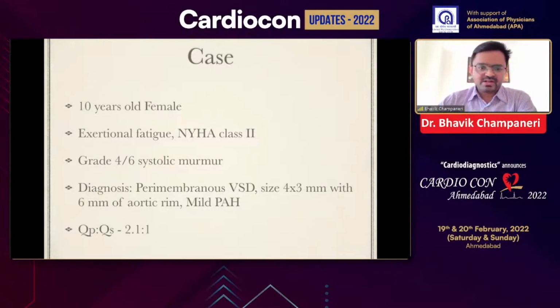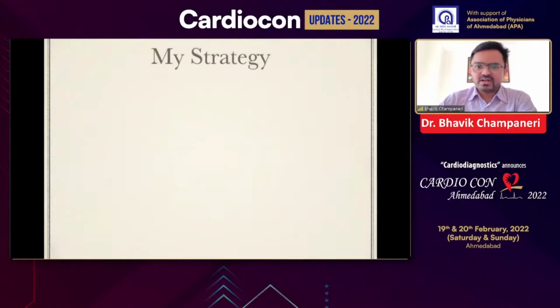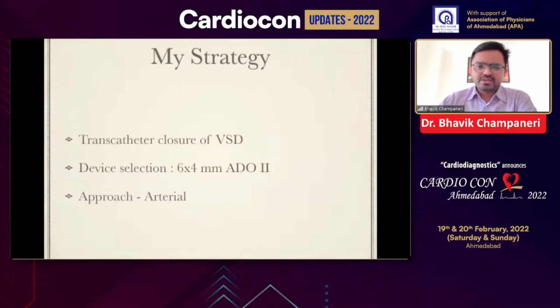But being a pediatric cardiologist, I'll always prefer transcatheter intervention because looking at the data, it looks like a straightforward case for a device closure. So my strategy would be to do transcatheter VSD device closure in this patient and my device selection would be a 6-4 ADO2, that's an Amplatz duct occluder. Second, my approach would be arterial because it's relatively easier. You don't have to make an arteriovenous loop and you can finish this device closure within, I would say, 15-20 minutes.